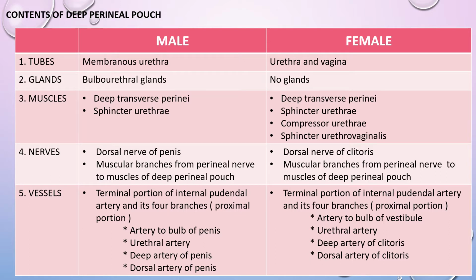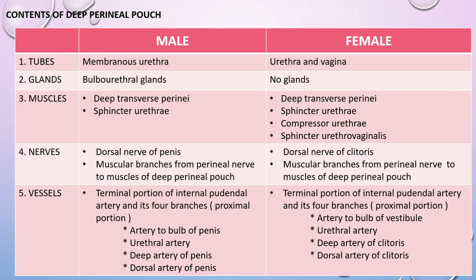Coming to the muscles as a content, in male, the deep transverse perineae and the sphincter urethrae are present in deep perineal pouch. In female, the following muscles are present in deep perineal pouch. They are deep transverse perineae, sphincter urethrae, compressor urethrae, and sphincter urethrovaginalis.